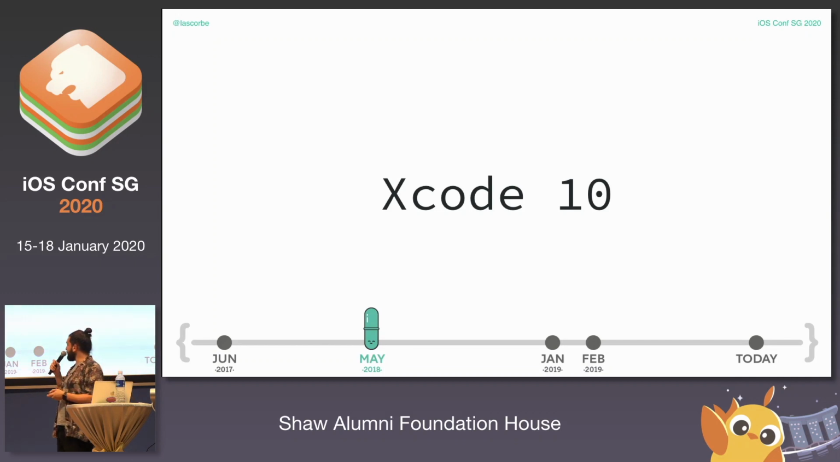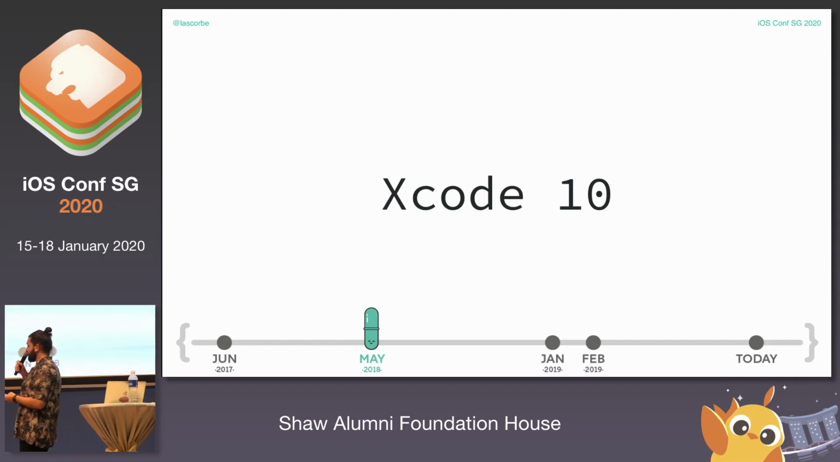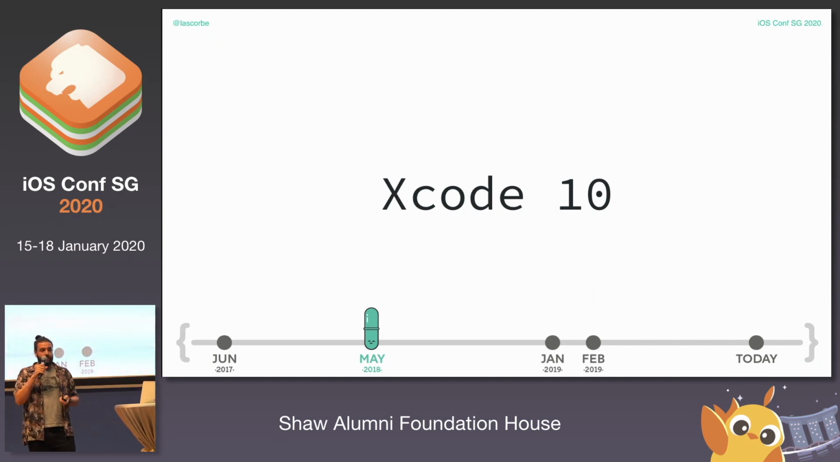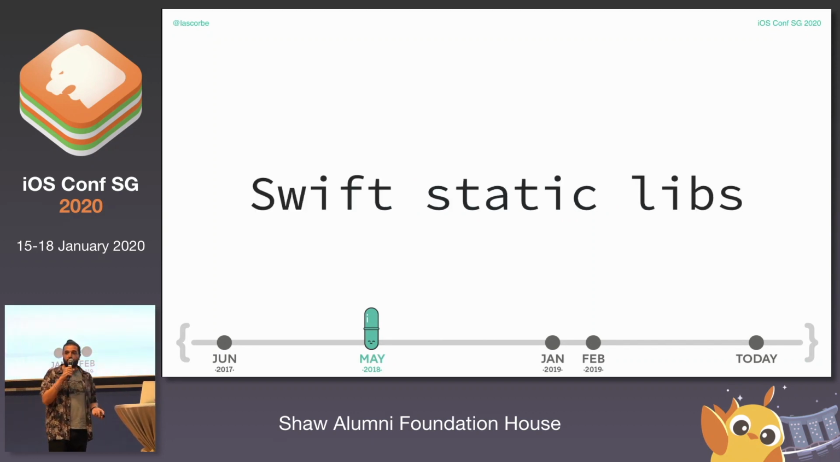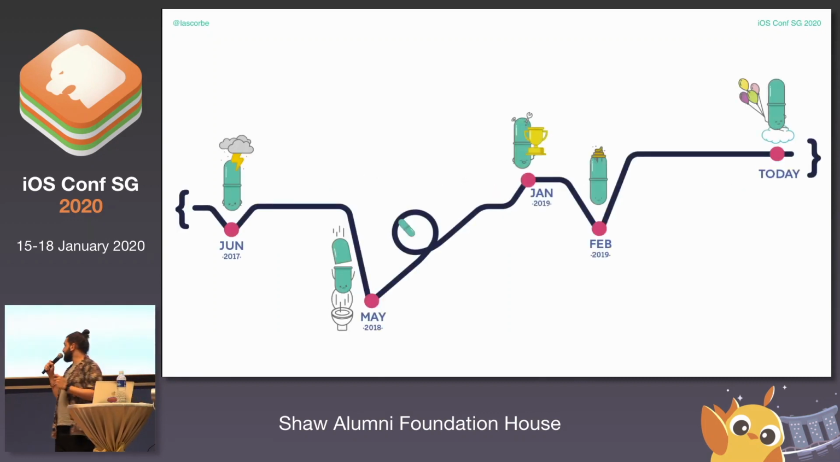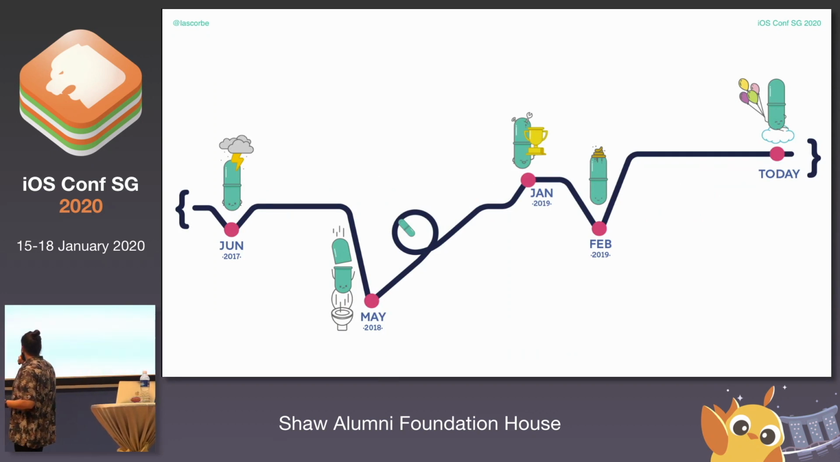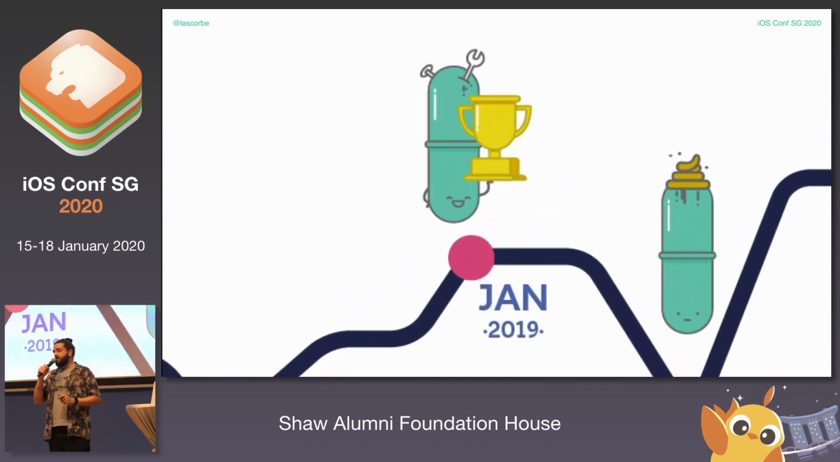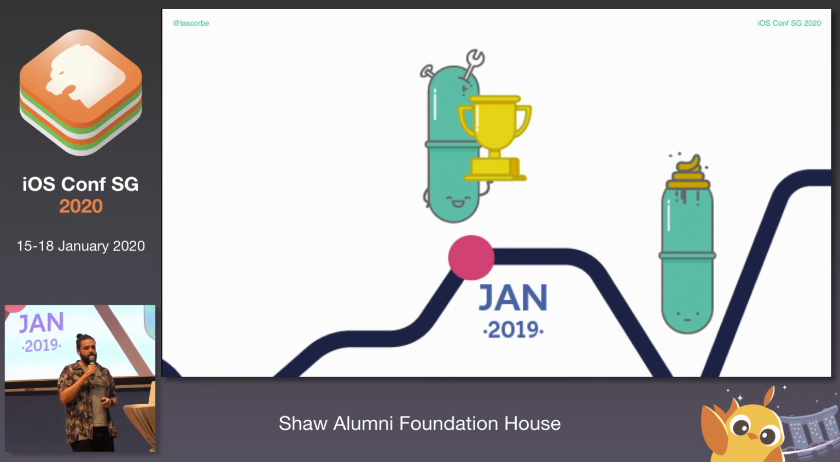But something good that Xcode 10 brought is that we finally can use Swift static libraries. And when CocoaPods supported this feature, we started to think, hey, maybe we can get rid of Carthage. So we are back to our timeline, and we are now in January 2019.